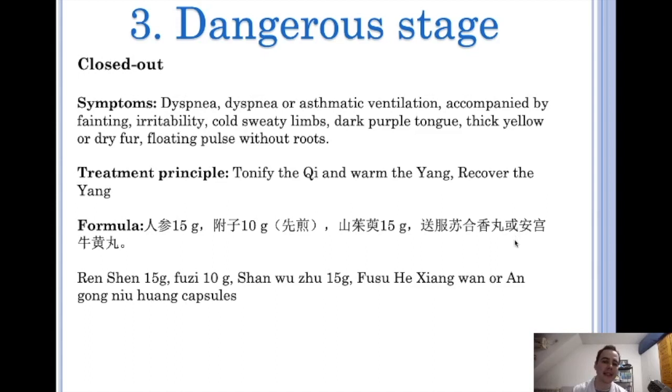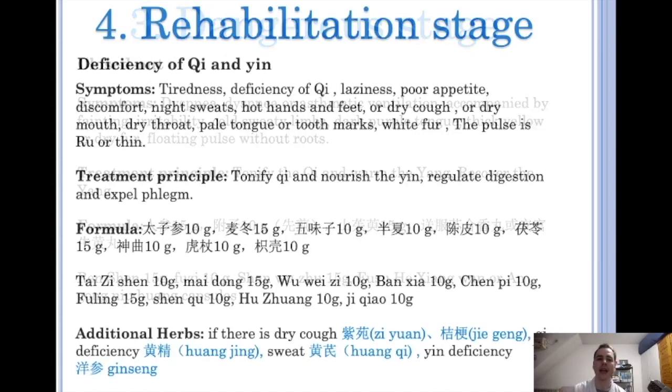And in this case they say that with this formula we also have to use the formula called 苏合香丸, okay, or the other really famous formula called 安宫牛黄丸, okay. That formula is really good for this kind of symptom, when the patient faints and there is no consciousness and this kind of thing, okay.